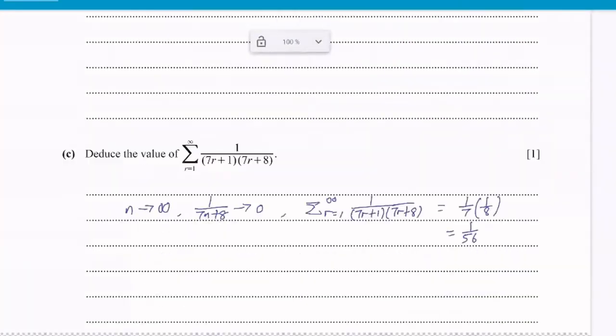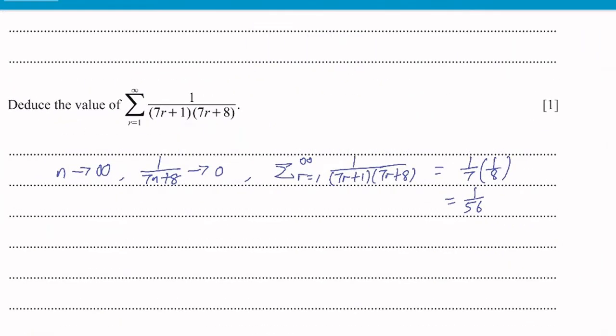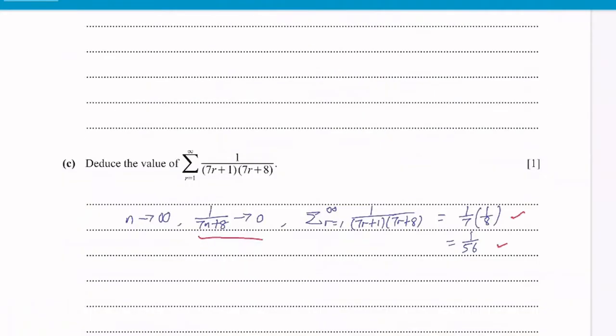Okay. So part C, deduce the value when n is approaching infinity. When n is approaching infinity, the reciprocal term that has an n here will approach 0. So this thing will become 0. So we only have 1/7 times 1/8, which will become 1/56. Okay, again, it's a deduce, so it doesn't really matter the working that we have done. They just want to see the answer from there.